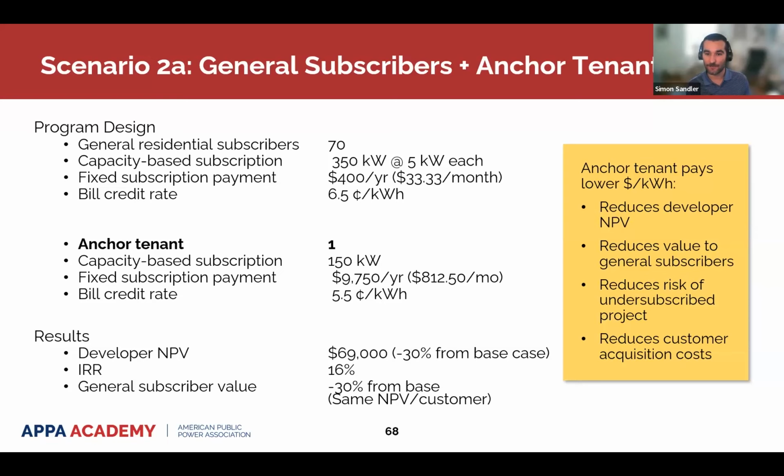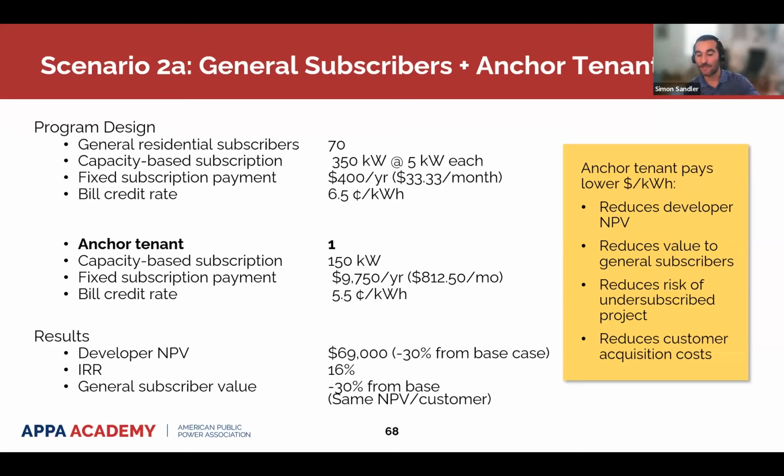And you have an anchor tenant, who, because they probably have a slightly lower rate, might pay a little bit less. So they subscribe to that 30% of the project, and they're going to pay an annual subscription payment of $9,750 a year. They're going to get a slightly lower credit because, as bigger purchasers and a commercial client, they might get credited at a slightly lower rate. Since they're paying a little bit less per kilowatt, that $9,750 is cheaper per year because they get a cheaper rate.